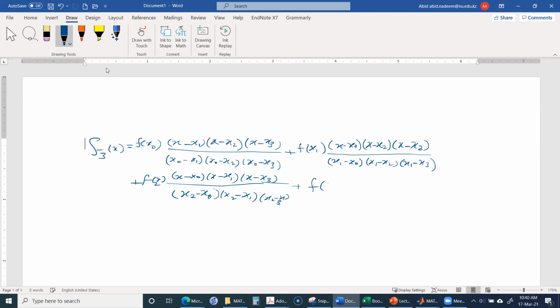And similarly, there will be x3. So that will be x minus x naught, x minus x1, x minus x2. So there will be no x3 term in the numerator. But here in the denominator, x3 minus x naught, x3 minus x1, x3 minus x2. Okay. So in this way, you can write the Lagrange polynomial function up to f3 of x.